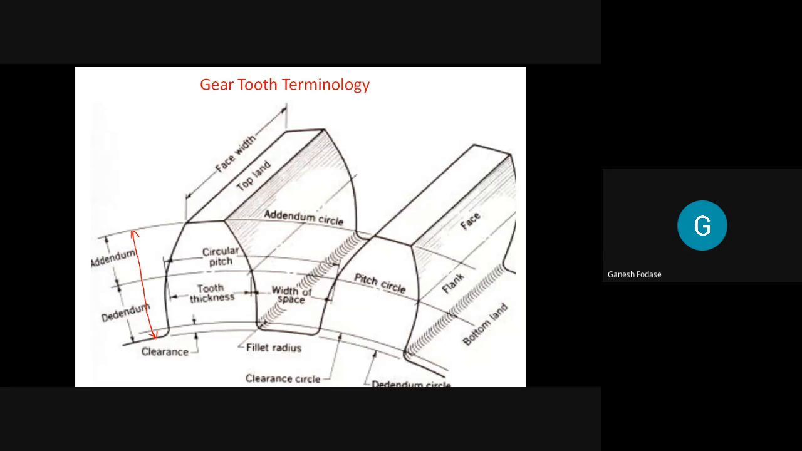Now we'll see the next term, that is clearance. To define clearance, we need to understand this. Consider this is the space between two gear teeth. In this space, the mating gear is in mesh with the gear tooth shown. Let's assume this is a mating gear tooth profile. This gear is in contact with the gear shown, but it does not make contact at the bottom of the gear tooth. There is some space. So this is a mating gear tooth.